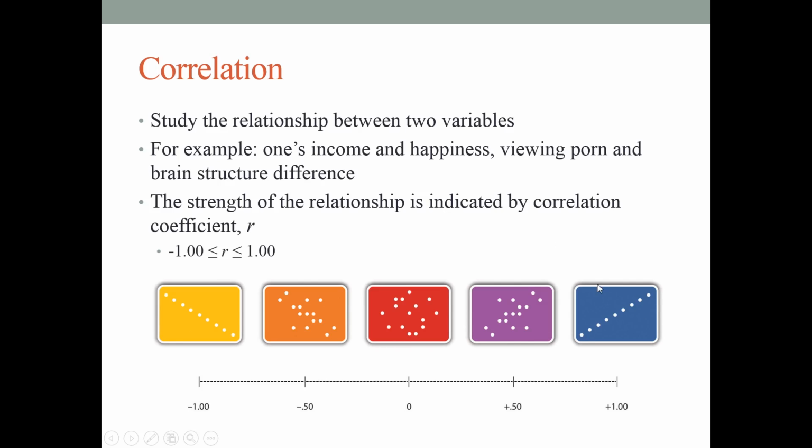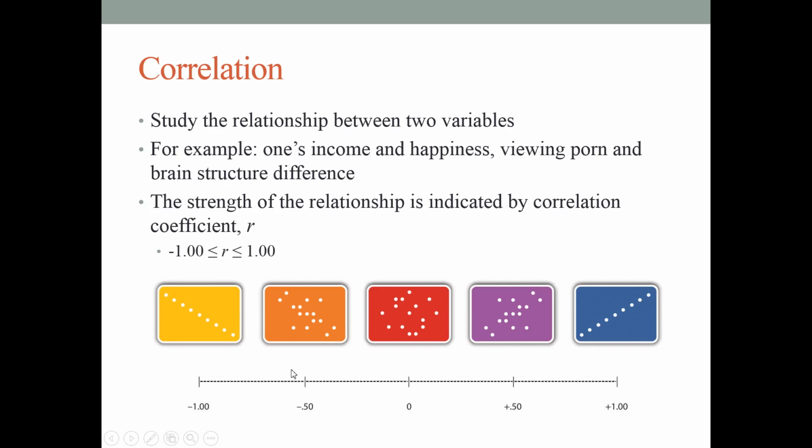Now, the relationship can be represented by something called a scatter plot. So I'll show you those scatter plots right here. Now, a scatter plot looks like this, those little dots, and this horizontal line represents one factor. So, for example, income. Now, this vertical line represents another factor. So, for example, happiness. Now, if one's income and happiness are in a perfect positive correlation relationship, that means when one's income increases, they are happier. Of course, if one's income decreases, they are less happy. In other words, these two factors are moving in the same direction, represented by this straight line.